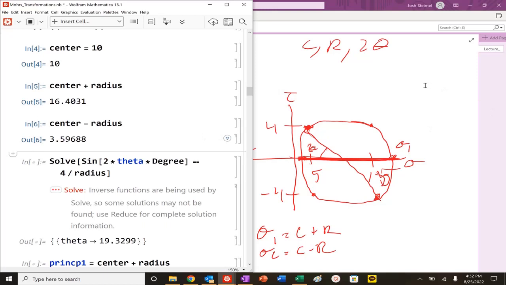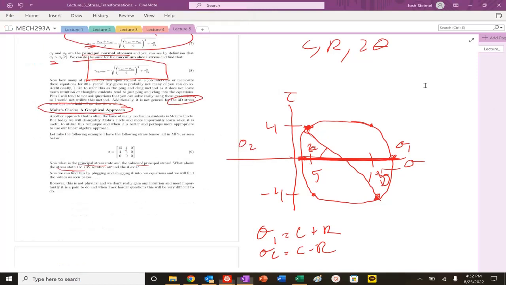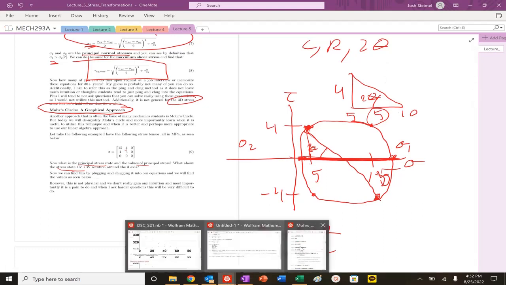I can also now do some geometry here to figure out this 2 theta, right? Because what is this value? Well, right here we know this is the center, that's 10. This is 5. So this distance here is 5. This distance here I know is 4. This is 2 theta. So I can go ahead and solve for that 2 theta value.